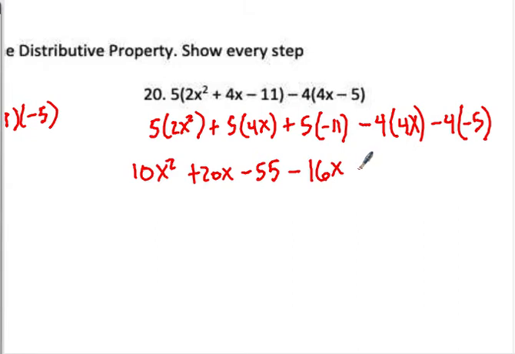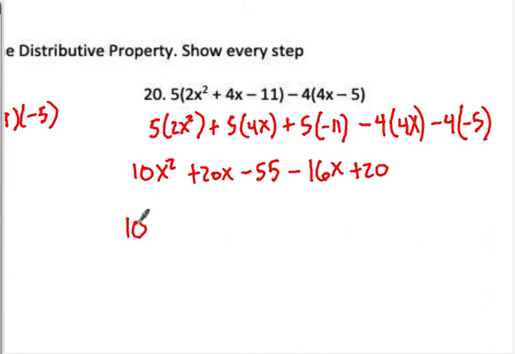Say that again. Try one more time. Plus 20. Minus 4 times a minus 5 would be a plus 20. That right there, that is the most common mistake that we'll see in distributive property. I mean, that's probably half the points that get lost on distributive property are from that scenario right there.